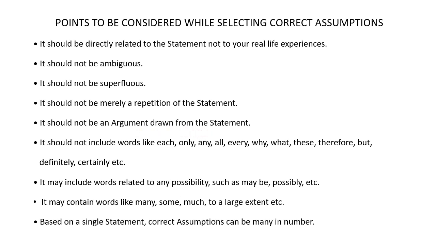A correct assumption should not include words like each, only, any, all, every, why, what, these, therefore, but, definitely, certainly, etc. It may include words related to any possibility such as maybe, possibly, etc. A correct assumption may contain words like many, some, much, to a large extent, etc. Based on a single statement, correct assumptions can be many in number.